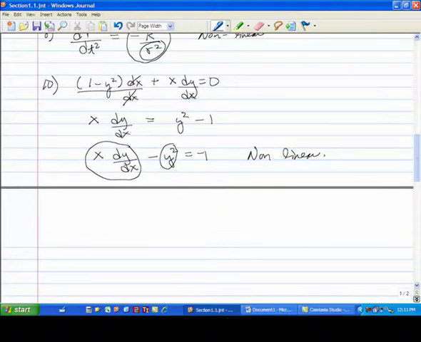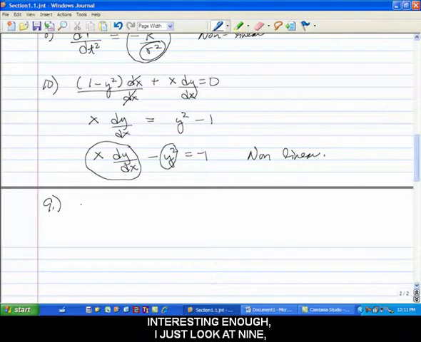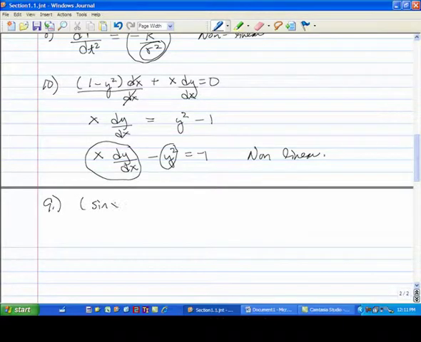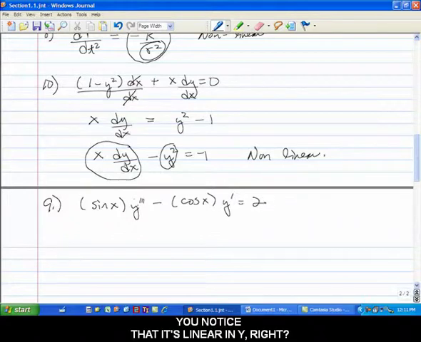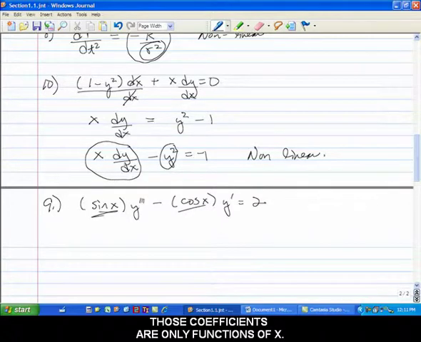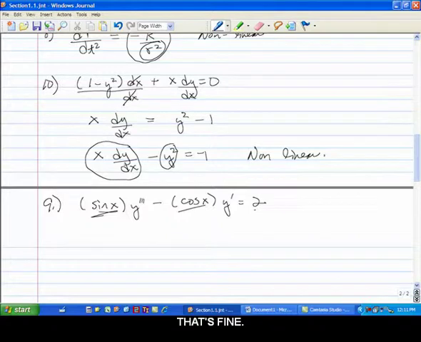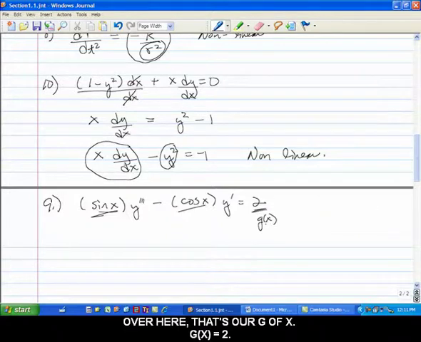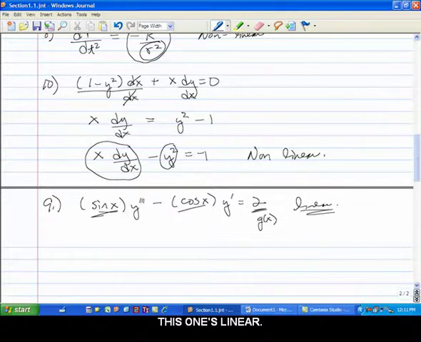Okay. Interesting enough, if I just look at 9, you notice that it's linear in y, right? Linear in y, there's the third derivative, there's the first derivative. Sine x and cosine x, those coefficients are only functions of x, that's fine. Over here, that's our g of x. G of x is equal to 2, that's perfectly fine. This one's linear. Okay.